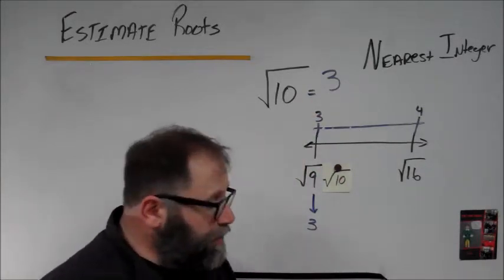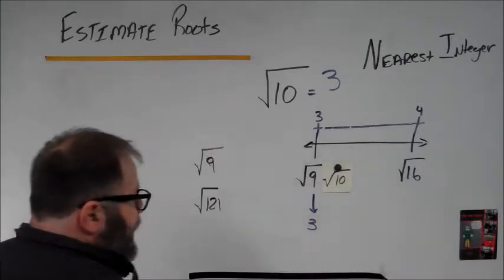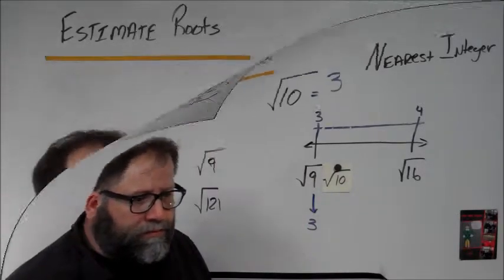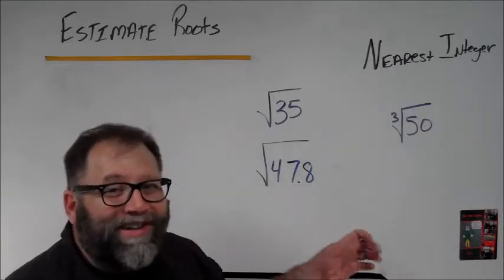So the nearest integer for the square root of 10 is 3. Let's look at, oh my God, where did I put my eraser? Okay, I have it together now. I found my eraser.